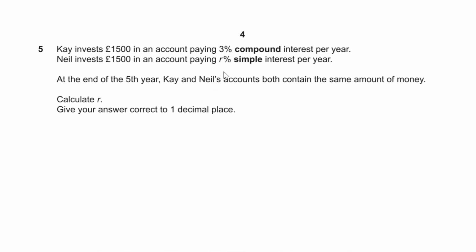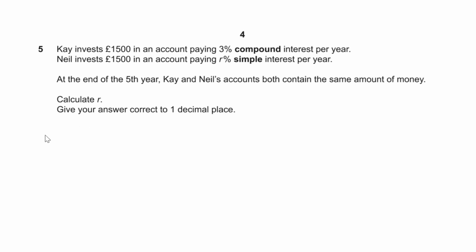Question number 5. K invests £1,500 in an account paying 3% compound interest per year. Neil invests £1,500 in an account paying R% simple interest per year. At the end of the 5th year, K and Neil's accounts both contain the same amount of money. You have to calculate R to 1 decimal place.